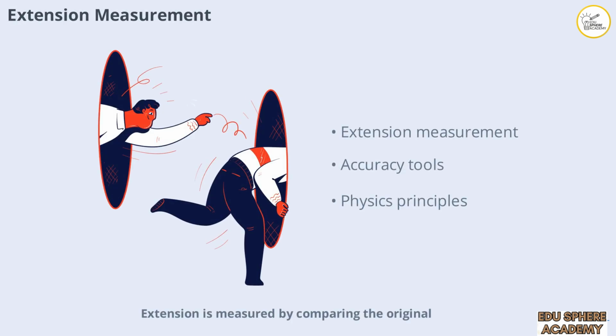Extension is measured by comparing the original and new lengths of a spring or material. Precise measurement tools such as rulers or calipers are used to ensure accuracy. This step is crucial for applying Hooke's law and calculating spring constants. Reliable measurements lead to better understanding and application of physics principles.